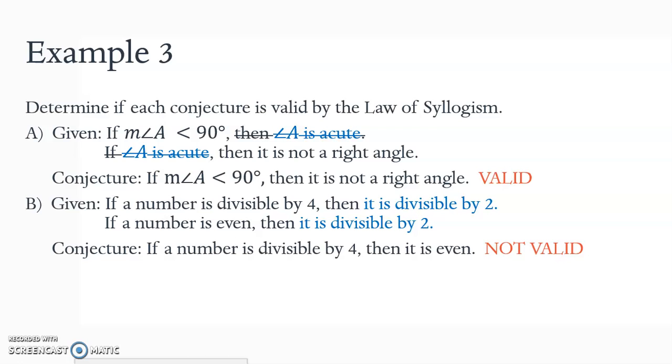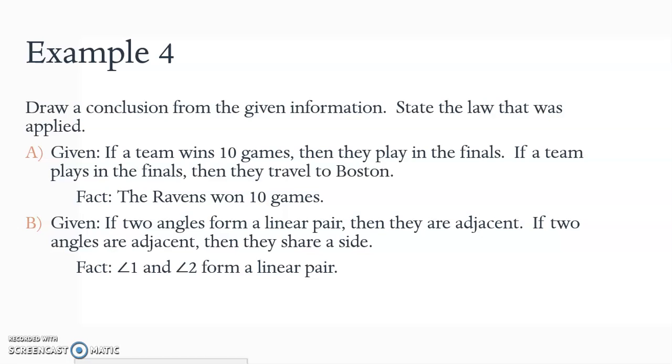So we have one last example where we have to draw a conclusion using our laws. In part A, we're given, if a team wins 10 games, then they play in the finals. If a team plays in the finals, then they travel to Boston. They tell us that the Ravens won 10 games, and we have to draw a conclusion. Now, notice they give us two conditional statements, and the ending of one is repeated at the beginning of another. So this is an application of the law of syllogism.